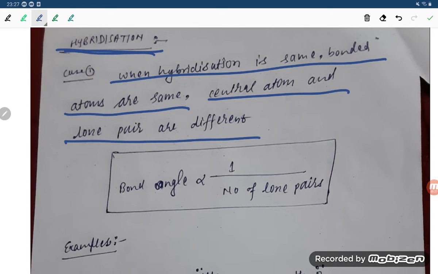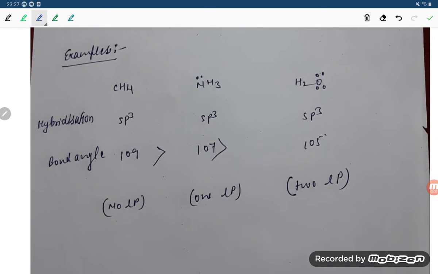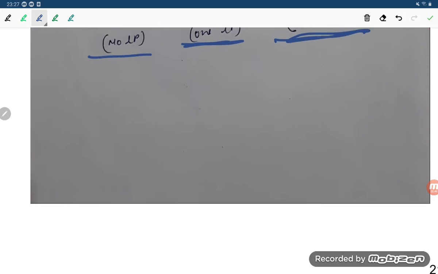So bond angle is inversely proportional to the number of lone pair electrons. For example, CH4 has no lone pair, so 109 degrees. NH3 has one lone pair, 107 degrees. H2O has 2 lone pairs, so 105 degrees. So if the lone pair is increasing, the bond angle is decreasing.